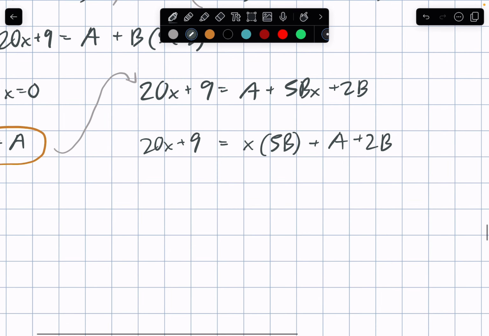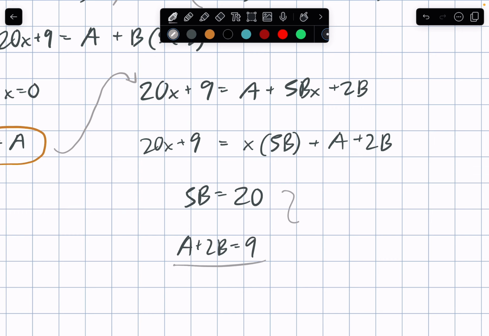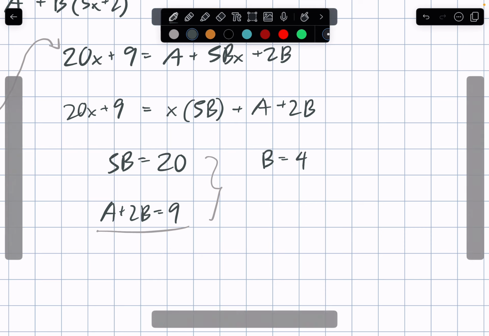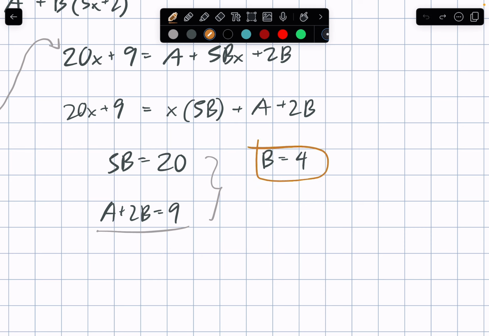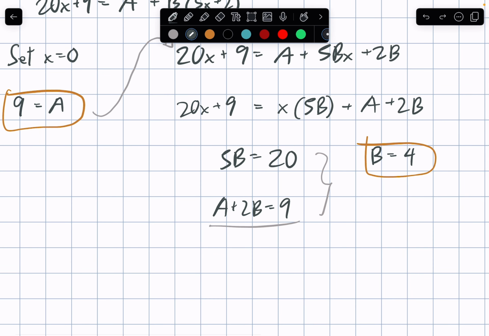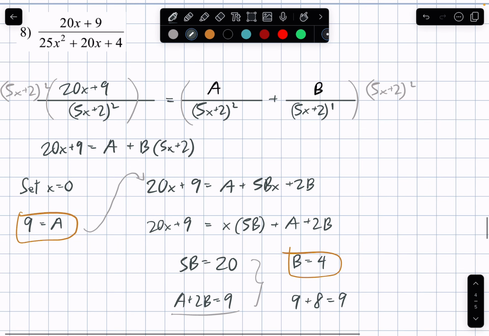Start equating. So for 5b, the coefficient for x is 20. For A plus 2b, the constant, the coefficient is 9. b is equal to 4 if you simplify this equation. And just to verify if our a and b are correct, let's see if it matches the equation here. So a is 9, right? And then 2b is 8. Okay, something's wrong. Something is wrong.